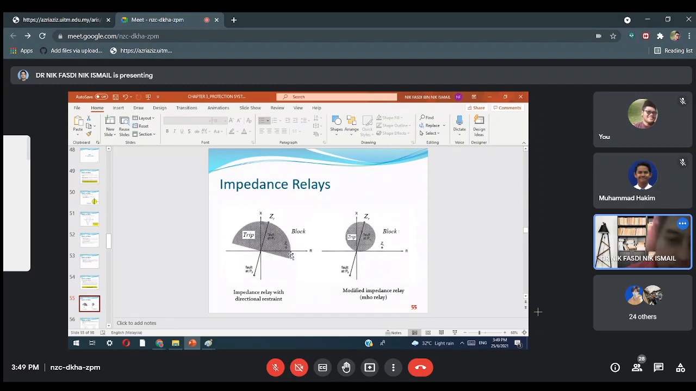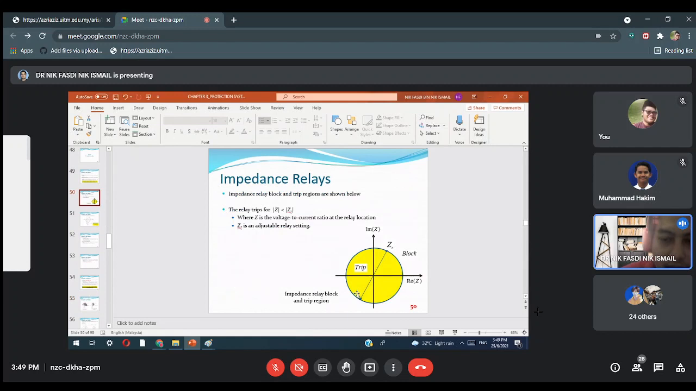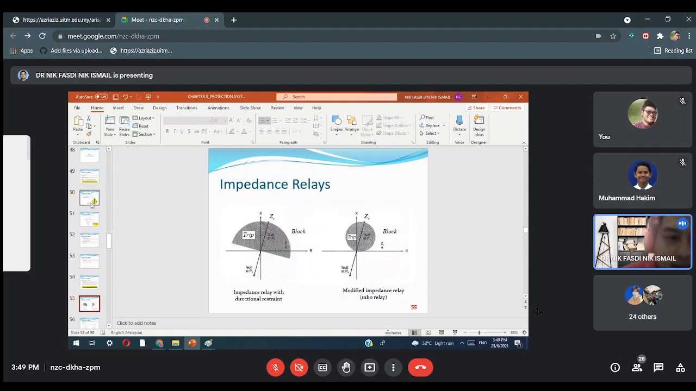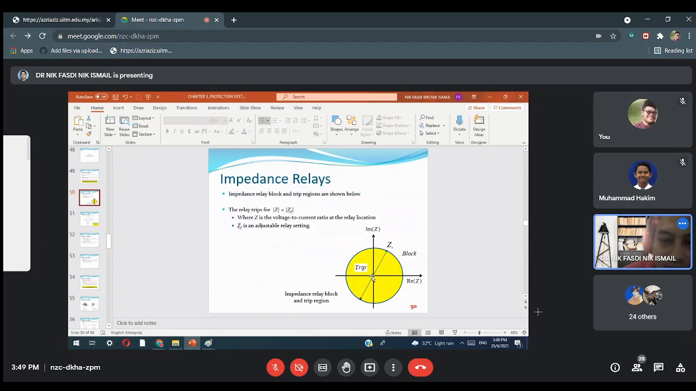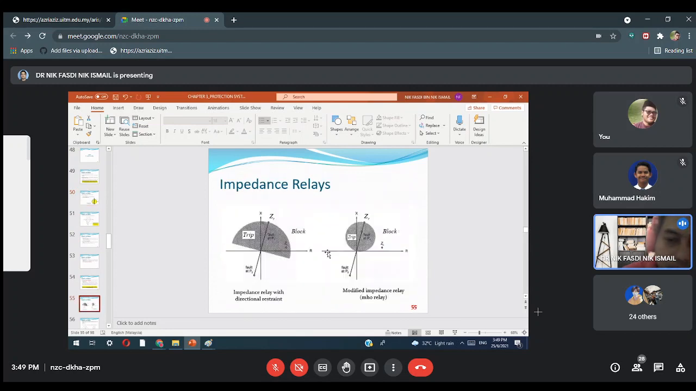Right. Okay, if you want to ask, you can ask, no problem. Okay, the second one is the modified impedance relay. It goes back to this diagram, but the center is modified. The center is shifted upwards, you can see this is the circle. So the trip region is only in the forward direction.